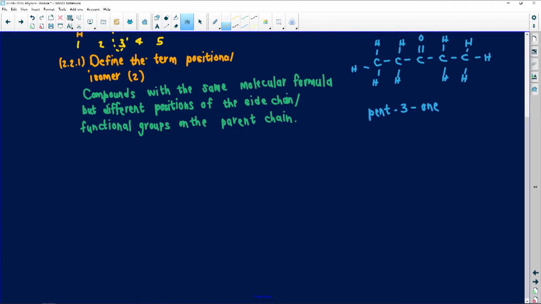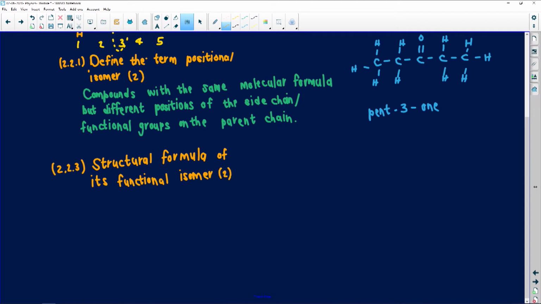Let me write down the next question. So the next one, 2.2.3, says the structural formula of its functional isomer. Ooh, functional isomer. Okay, so this, we're going to have quite a lot here. Functional isomer. Remember, guys, when we talk about isomer, this was also for 2 marks.